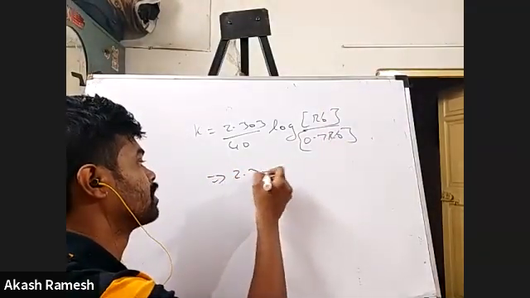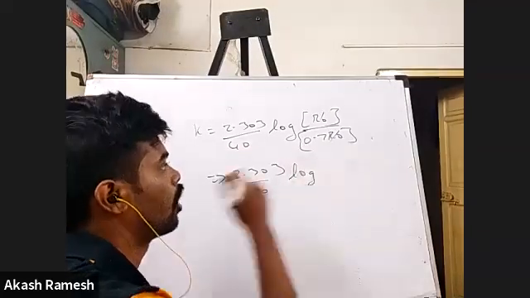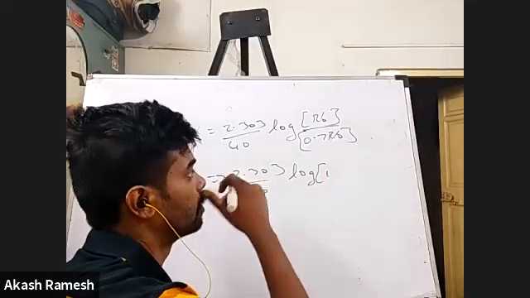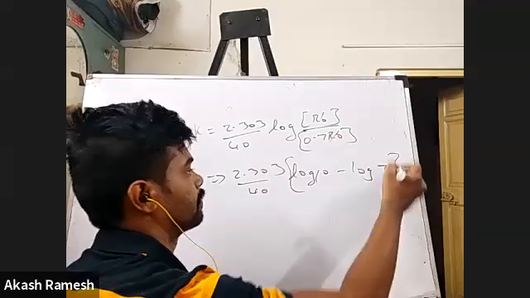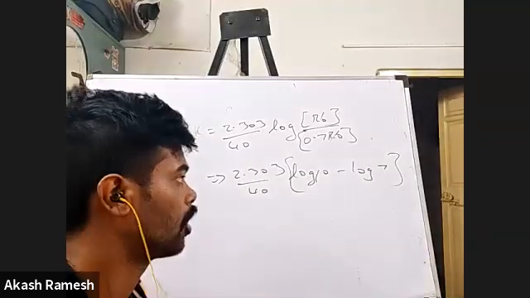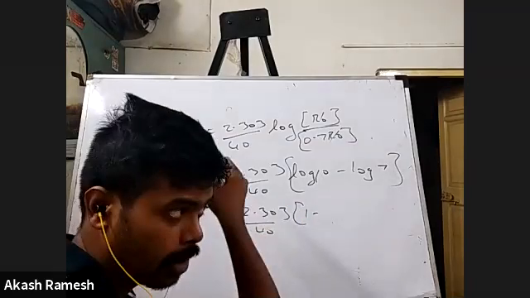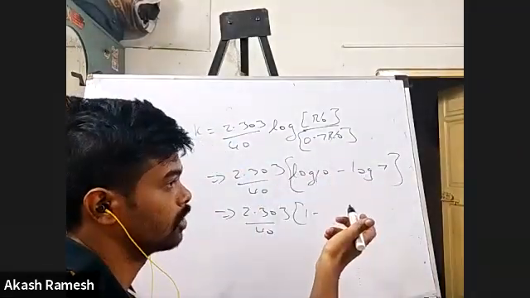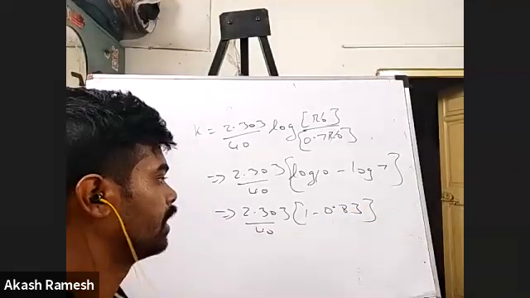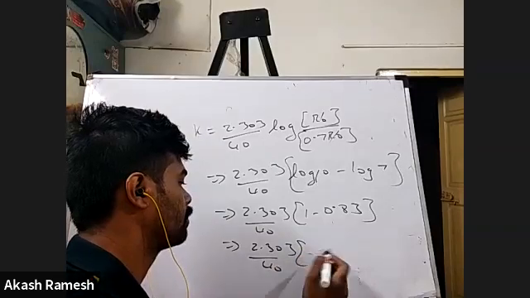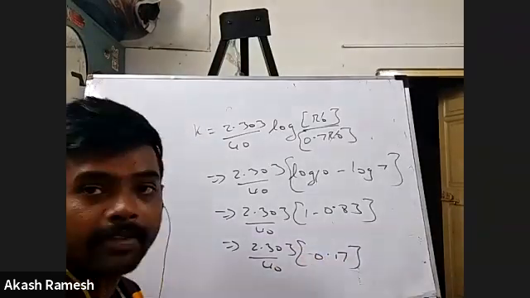So it would be 2.303 divided by 40 into log of 1 by 0.7. Or I can write it as log 10 minus log 7. Log 10 value is 1. So it'll be 1 minus, now we saw what log 7's value was, around 0.83. So it will be 0.17. So 2.303 by 40 into 0.17 is my k value, right?